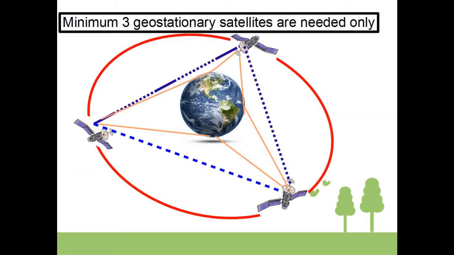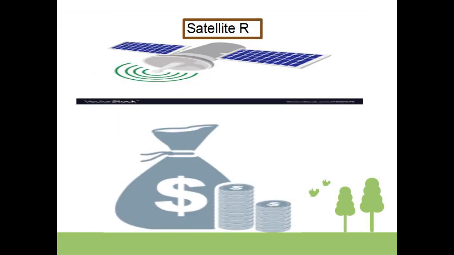Therefore, we have reached the conclusion that the best satellite is satellite R, which is more cost efficient because it only needs 3 satellites. As we do not need to cover the high altitude areas like the polar regions, we do not need to use non-geostationary satellites. It is more cost efficient than the non-geostationary.